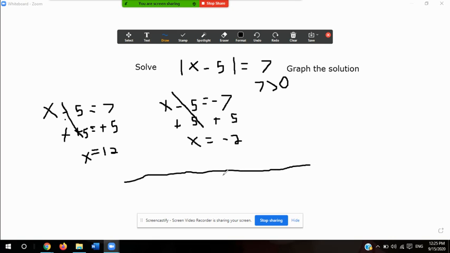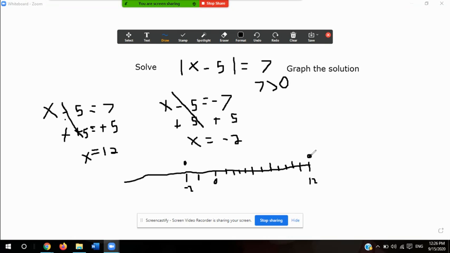And on the number line, we'll say that this is 0. And we'll say 1, 2, 3, 4, 5, 6, 7, 8, 9, 10, 11, and 12. So 12 would be down here. And on this side, we would say negative 1 and negative 2. So obviously, if I graph my point, this is where negative 2 would be. And this is where positive 12 would be.